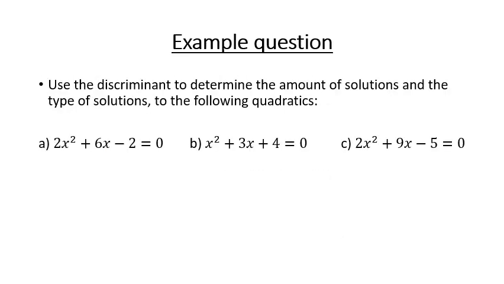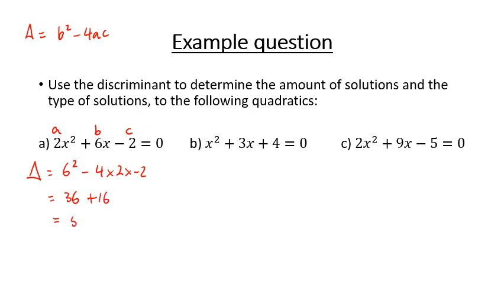So let's have a look at some example questions. Now, remember that the discriminant formula is b squared take 4ac. In these particular cases, we've got our a, our b, and our c. So if I want to work out the discriminant, I've got 6 squared, take 4 lots of 2 times minus 2. And this is going to give us 36. 4 times 2 is 8, times 2 is 16, so plus 16, which is going to be 52. So therefore, we know that 52 is greater than 0, so we're going to have two solutions.